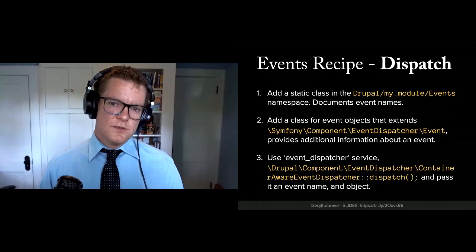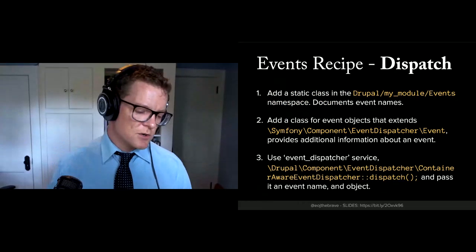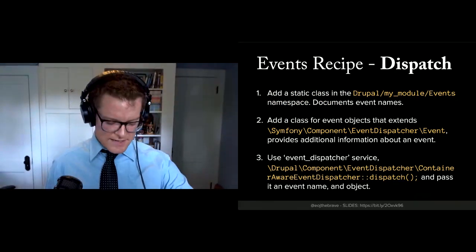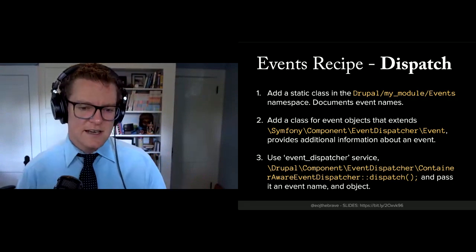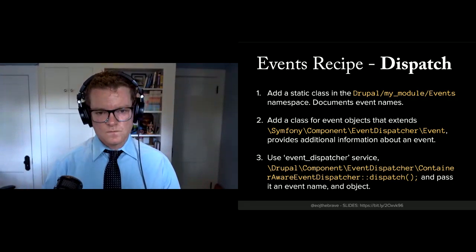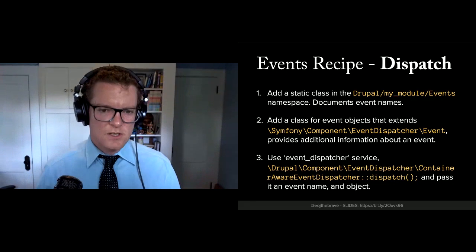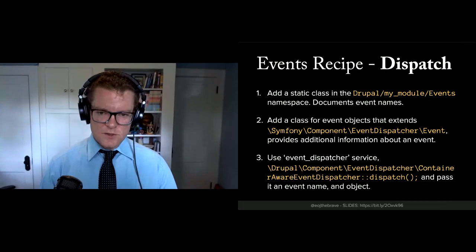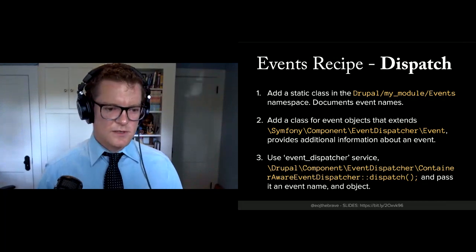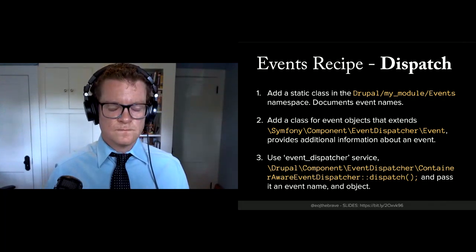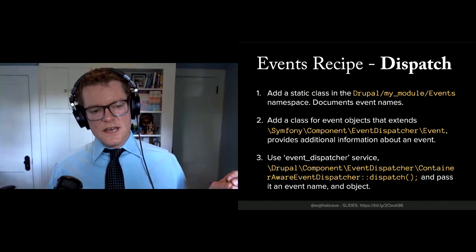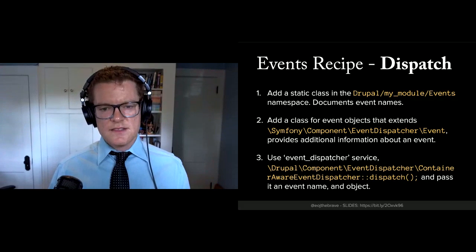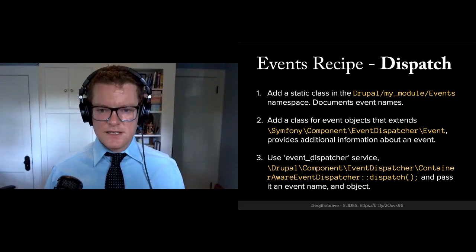If you want to dispatch an event, so you're writing a module and you would like to announce to anyone that cares that a specific thing is happening, the pattern for doing that is to start by adding a new class in the. This is sort of the documentation of your event type that you're going to dispatch. You would then author a class that extends the existing event base class.